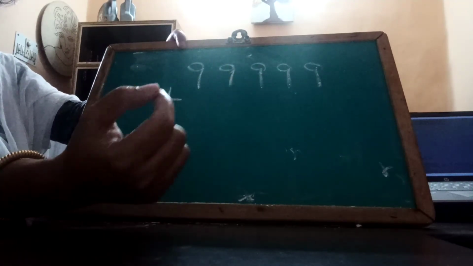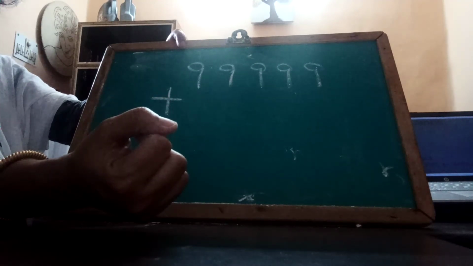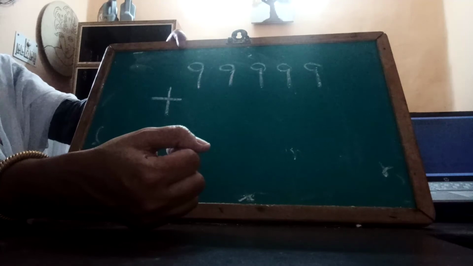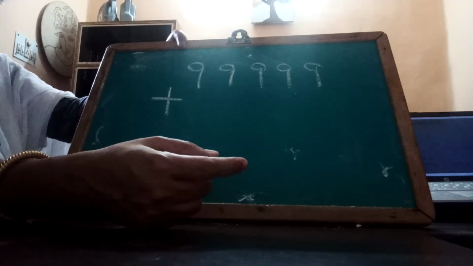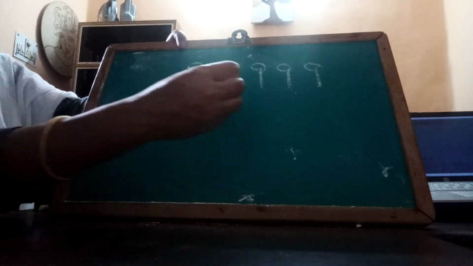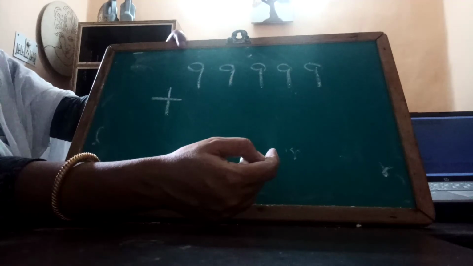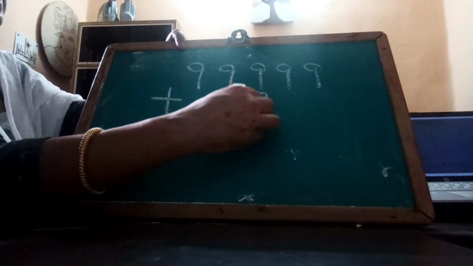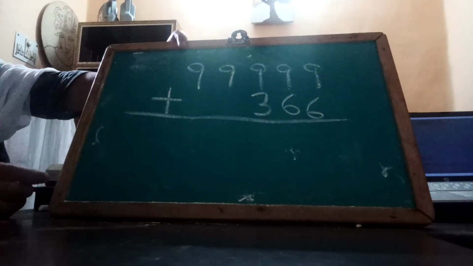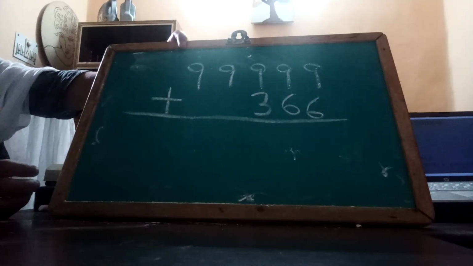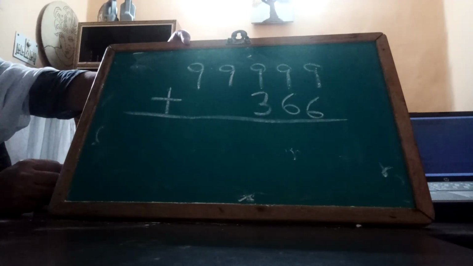365 is the number of days in a normal year. But in a leap year, you have 1 day extra. Keep that in mind. This is a tricky question. So, in a leap year, it will be 366. And I need to add the number of days in a leap year. So, I will write 3, 6, 6 and add it up. Addition, you know.